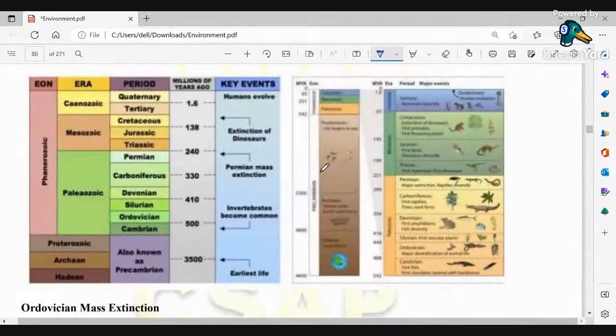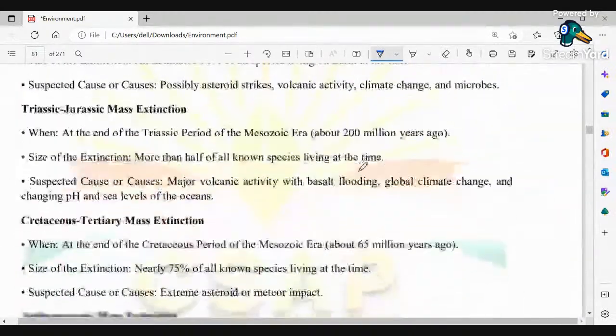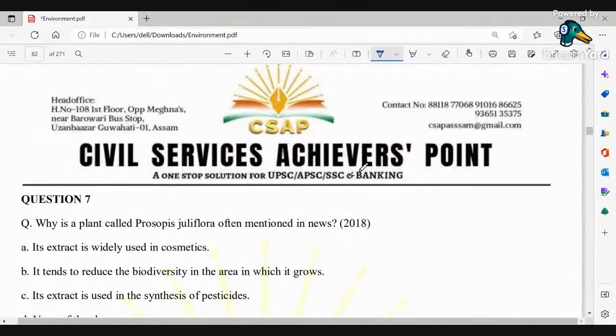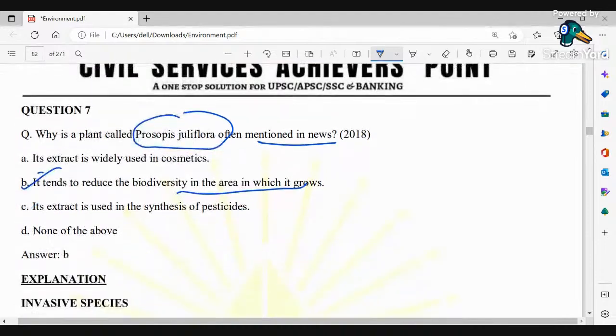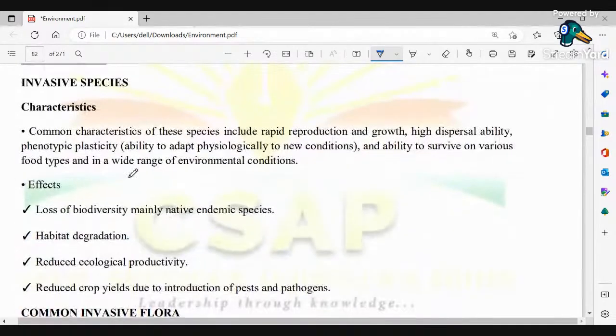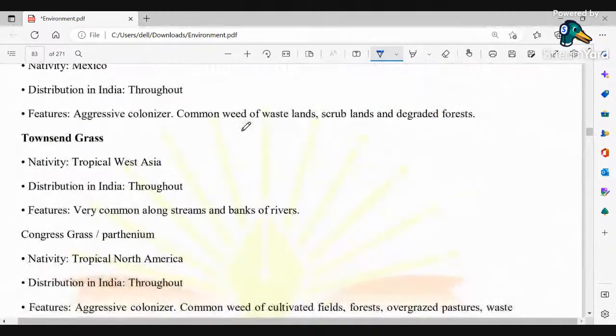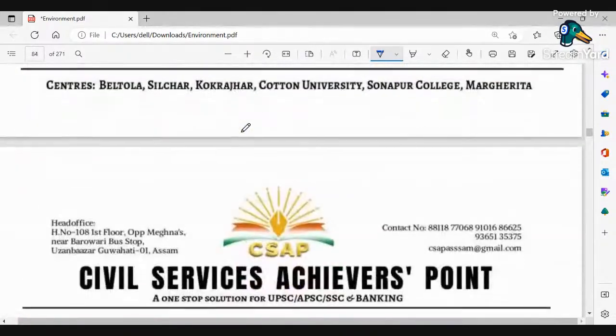So, we have seen this geological time scale over here. Okay, a plant called Prosopis juliflora is often mentioned in news. It tends to reduce the biodiversity in the area in which it grows. So it's basically a type of invasive species. Because once an invasive species comes into prominence, we could see loss of biodiversity, mainly native endemic species, habitat degradation, reduced ecological productivity, and reduced crop yields due to introduction of pests and pathogens. So therefore these are a type of invasive species.